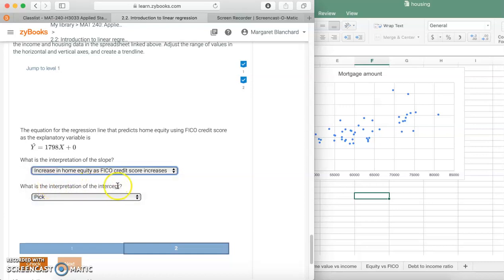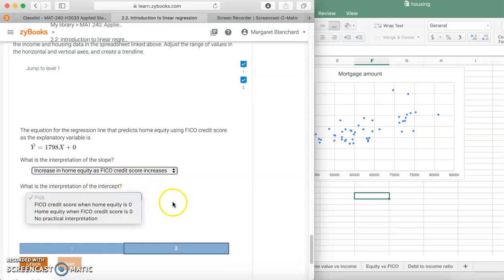And what is the interpretation of the intercept? It says the FICO credit score when home equity is 0, home equity when FICO score is 0, and no practical interpretation. Remember, the intercept is telling us what happens when X is equal to 0. In this case, X is our FICO credit score. But there's actually no possible FICO score of 0. It's on a 350 to 850 range. I know that just from my work.